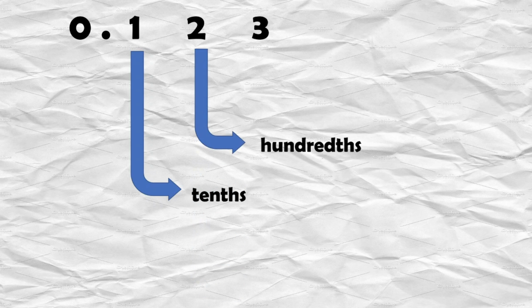Okay? We have 1, 2, 3. So, after the dot, we have 1. Okay? And that is in tenths. The first number after the dot is tenths. Then the second number is hundredths. And the third number is thousandths. That is denoted as tenths, hundredths, thousandths after the dot of a decimal number.